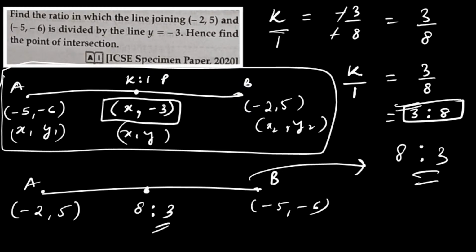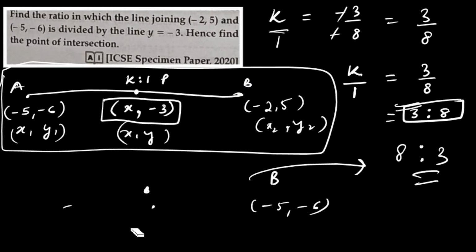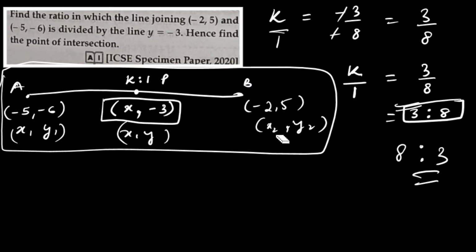See, no one told me at the start itself that A's coordinate should be -2, 5 and B's coordinate should be -5, -6. So no problem with that. With these coordinates the ratio 8 is to 3 is correct, and 3 is to 8 is also correct. 3 is to 8 is when A's coordinates are -5, -6 and B's coordinate is -2, 5.